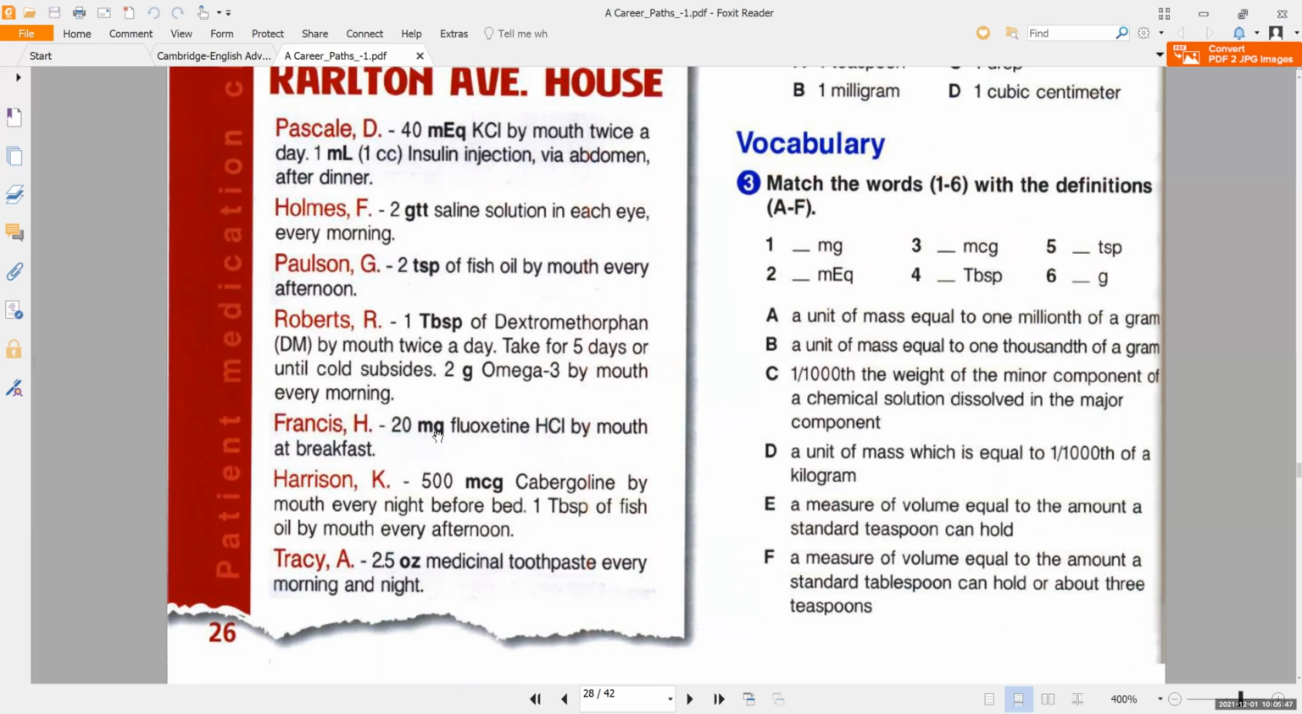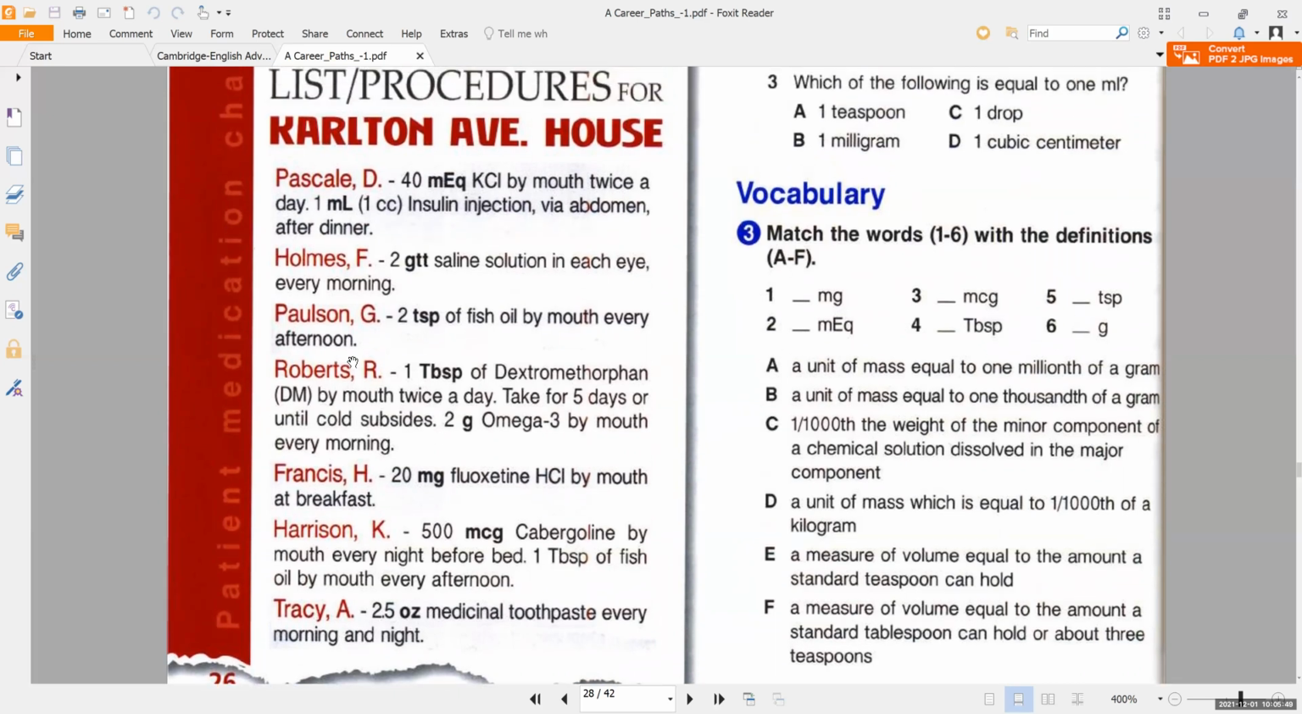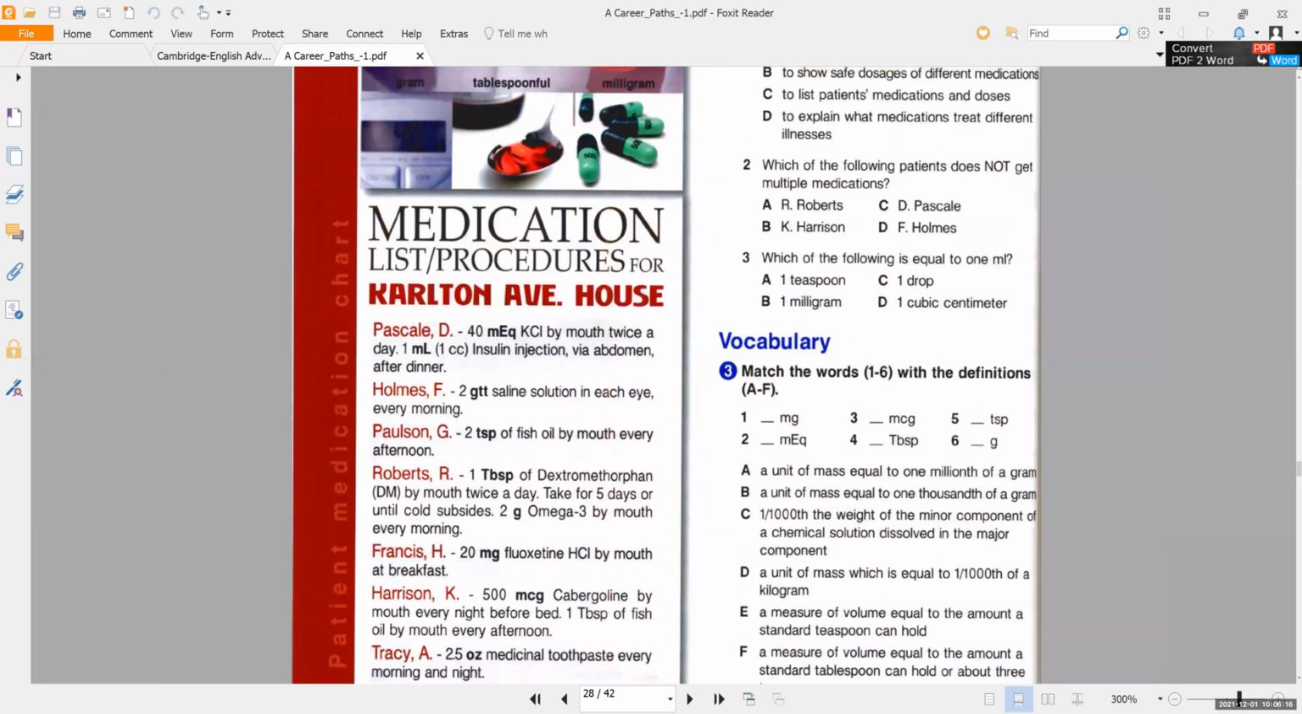Okay, so you listened here to the medication dedicated to patients, and we have seven patients, and these 7 patients have different types of medications, so we say different amounts of medications. Listen again, and after that we are going to answer the questions, true or false. Yes, listen, please.